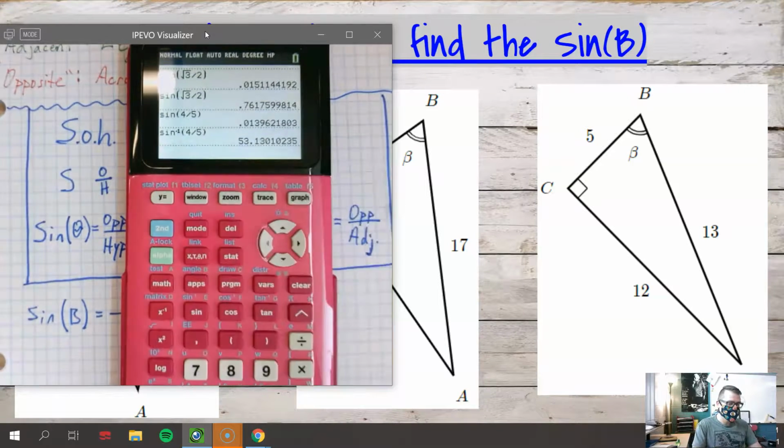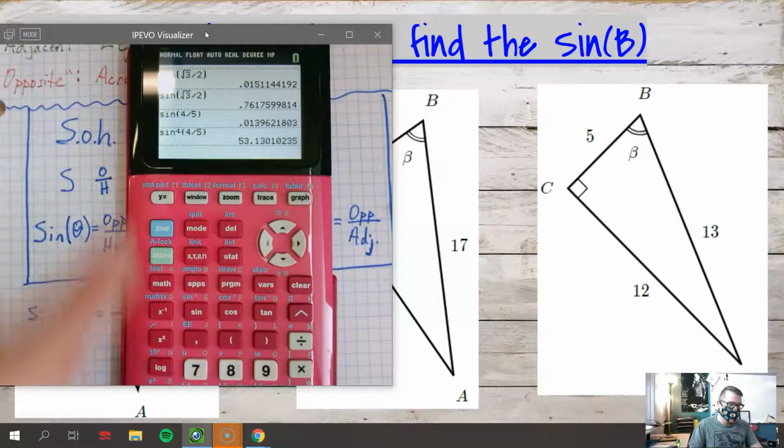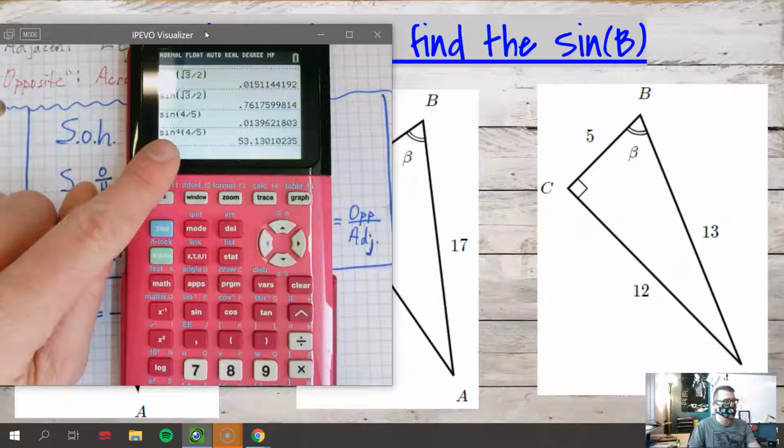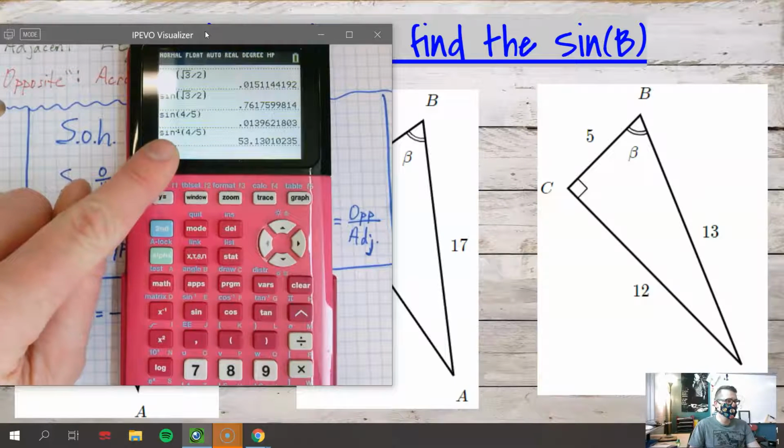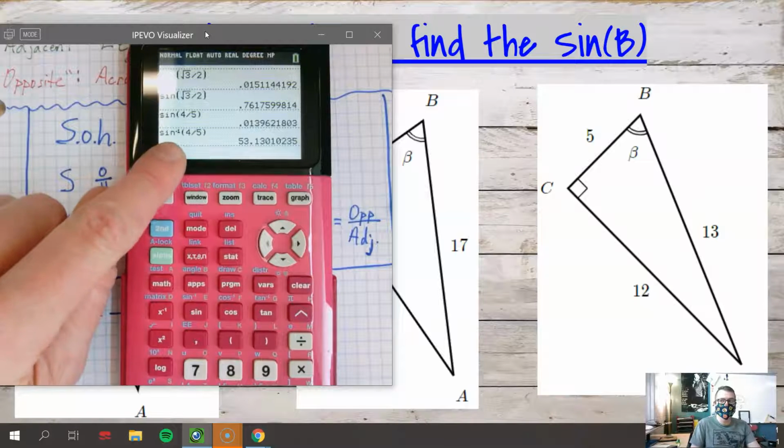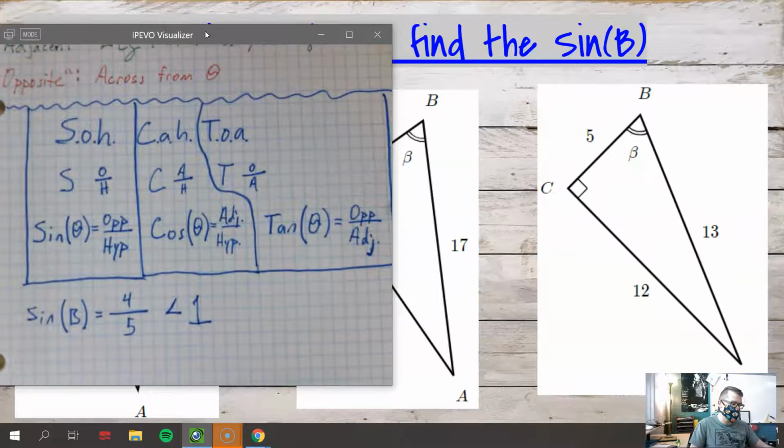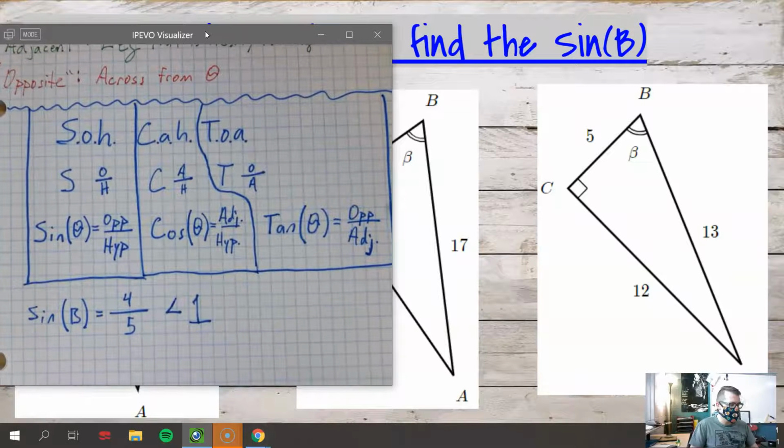My answer here is actually 53 degrees. Notice I'm not using sine. What am I using? Inverse of sine. That -1 power is always the inverse function. So that's actually the answer after we use algebra to solve.